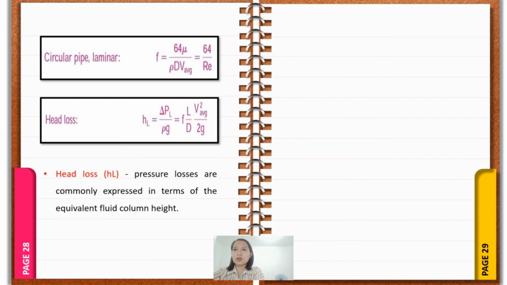Head loss and pressure loss are commonly expressed in terms of the equivalent fluid column height. Pressure loss is equal to friction factor times length over diameter times density times average velocity squared over 2.